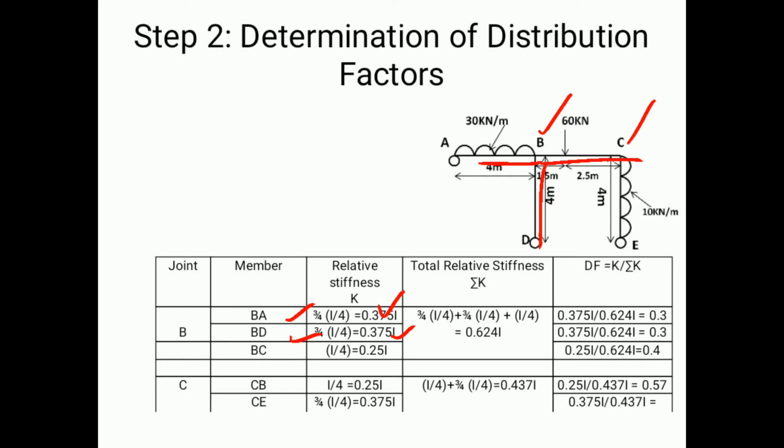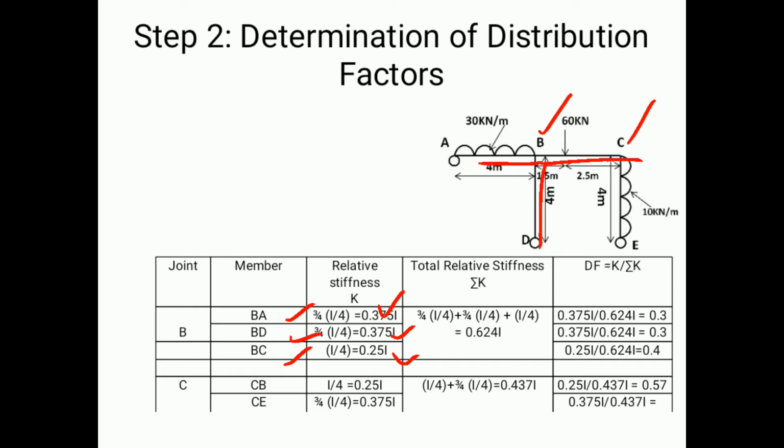Again, for the member BC, the third member of joint B. In this case, C is the farther end of B with BC as a member. Since C is a continuous support, in such a case the relative stiffness is equal to I by L. I remains the same here, L is equal to 4 meters. So I by 4, that is equal to 0.25 I.